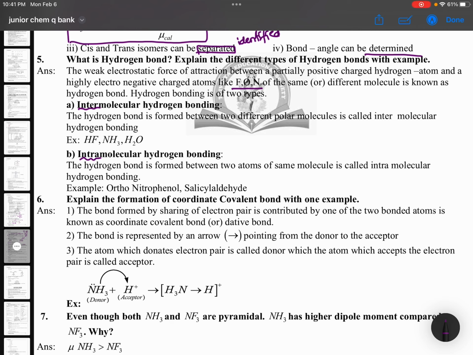Intra means within the molecule. Orthonitrophenol structure I am writing here. This you see, this is benzene, OH is phenol, NO2 is nitro. This is hydrogen bond. So within the molecule hydrogen bonding is intramolecular hydrogen bond. The hydrogen bond formed between two atoms of same molecule. If the hydrogen bond is formed between the two different polar molecules, it is called intermolecular, like HF.